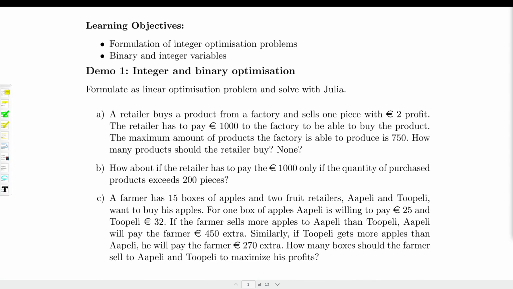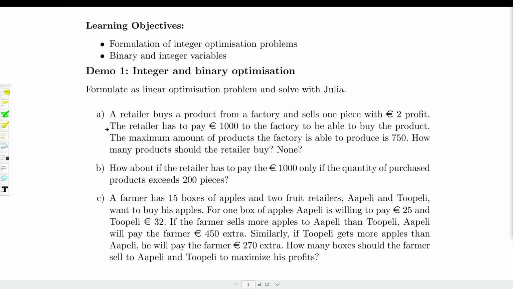In the first demo we are given the following verbal description and we will formulate a linear optimization problem with integer and binary variables and then solve it with the Julia programming language. This problem has three parts.